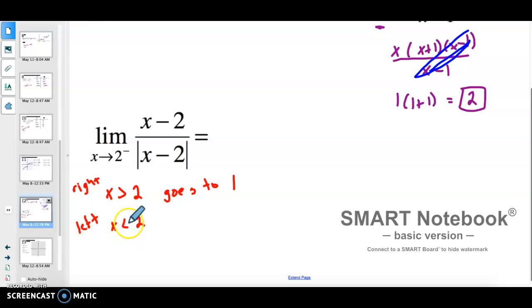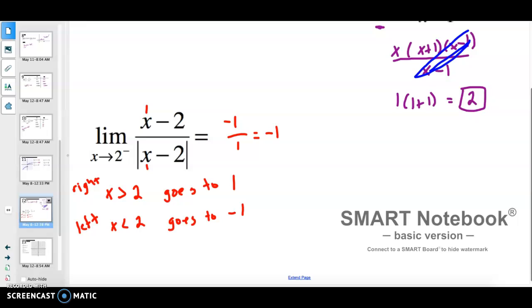And then from the left, when x is less than 2, so if I pick value 1 maybe. So 1 minus 2 is negative 1. So I'm just going to practice plugging in 1. So I'd get negative 1 over 1, which is negative 1. If I plug in 0, you'd get negative 2 over 2. So anytime you plug in a number less than 2, this function is going to go to negative 1.